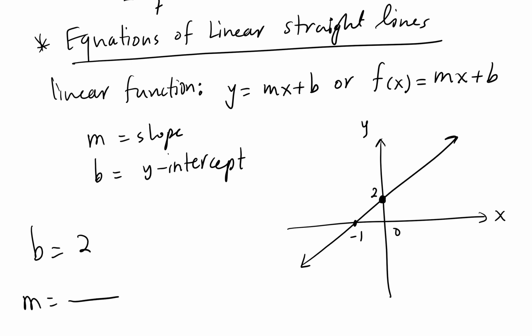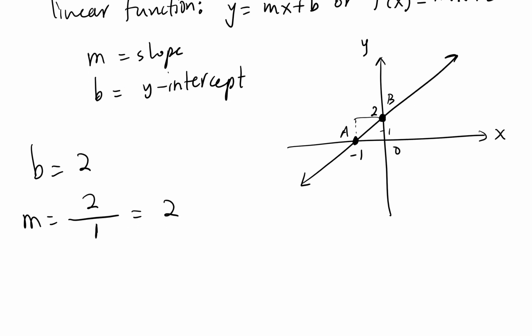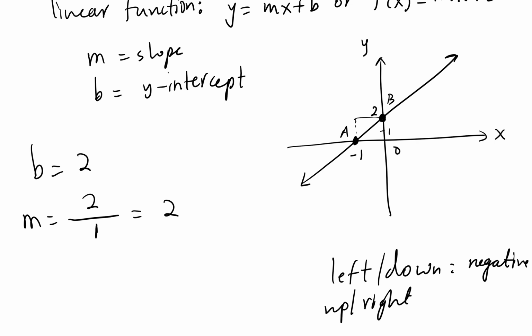The slope is rise over run. Let's say you want to start at one of the points. Say I want to start at A. So from A, you go up 2 units. So up 2 means positive. To the right, 1 unit. So the answer is 2. If you go down, it's negative. To the left, negative. So left and down, those are negatives. Up and to the right, those are positive.